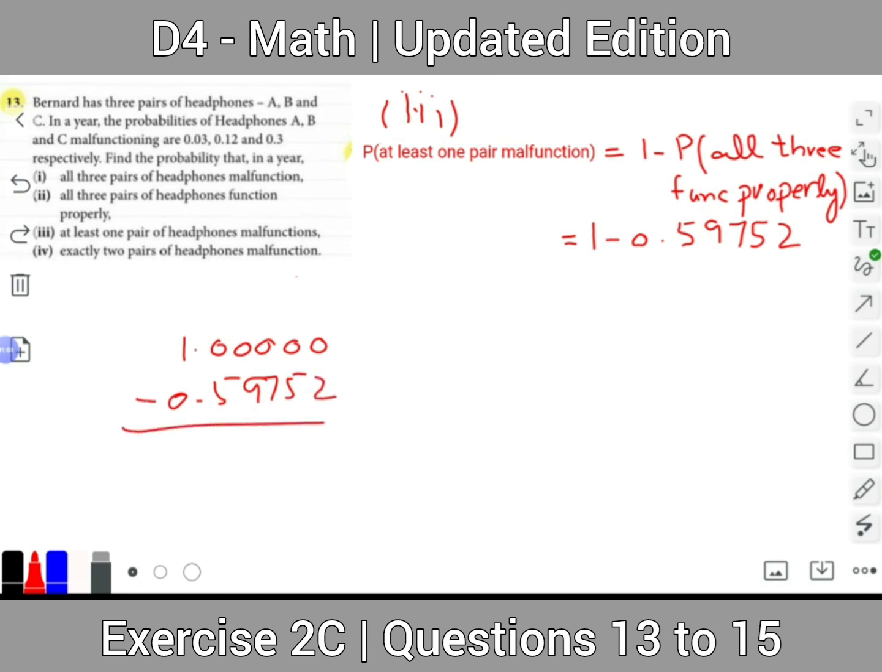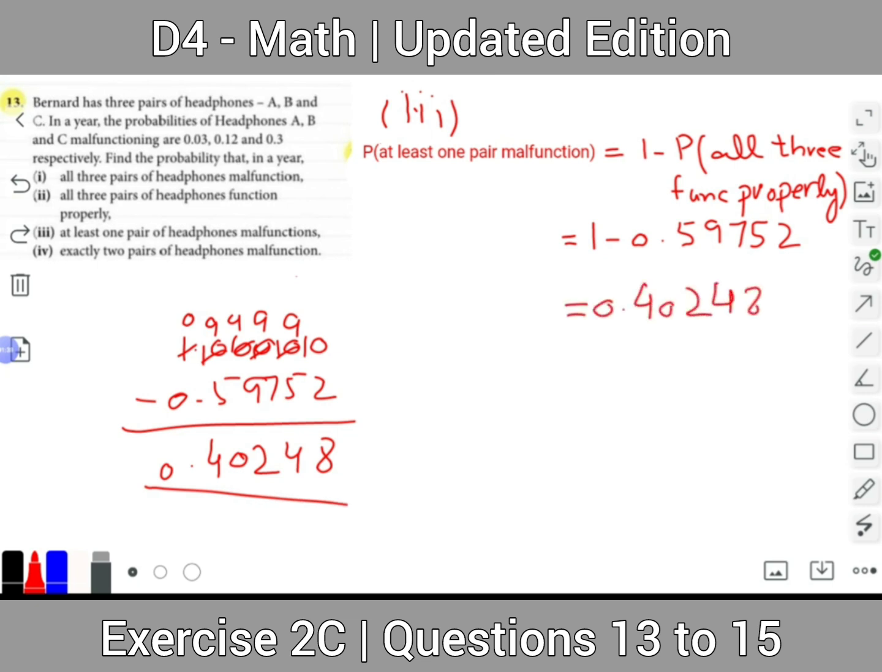0.59752 from 1. So here we have 10 take away 2, 8, 9 take away 5, 4, 9 take away 7 is 2, 9 take away 9 is 0, 9 take away 5 is 4, and here we have 0 take away 0 is 0. So the answer is 0.40248. So the probability that at least one pair malfunctions is equal to 0.40248.